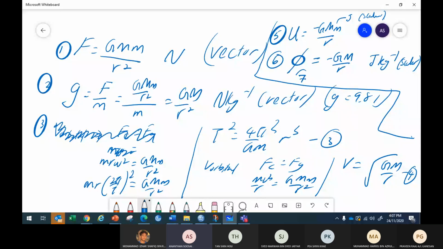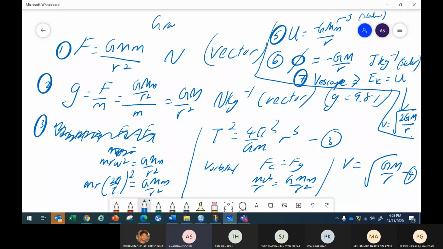Then after that, seventh, you learn escape speed. What is escape speed? Escape from the Earth's surface. What equals what to get escape speed? Kinetic energy equals the potential energy, which gives you the escape speed formula: root of 2GM over r. Yes, so these are the entire things you learn for gravity.